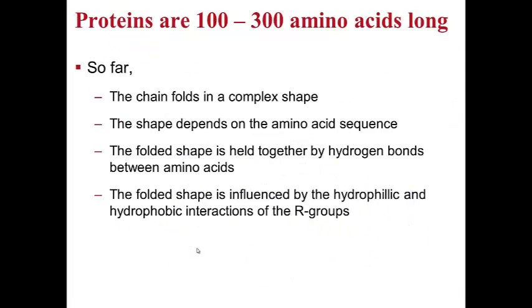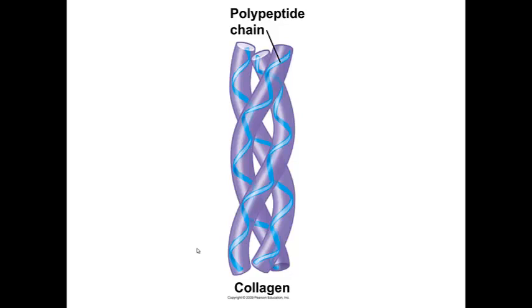So far, we know that the chain of a protein, the amino acid sequence, folds into a complex shape, and the shape depends on which amino acids form that sequence. The folded shape is held together by hydrogen bonds and other interactions associated with the R group, and then some, not all, but some proteins come together with more than one polypeptide chain to have quaternary structure.